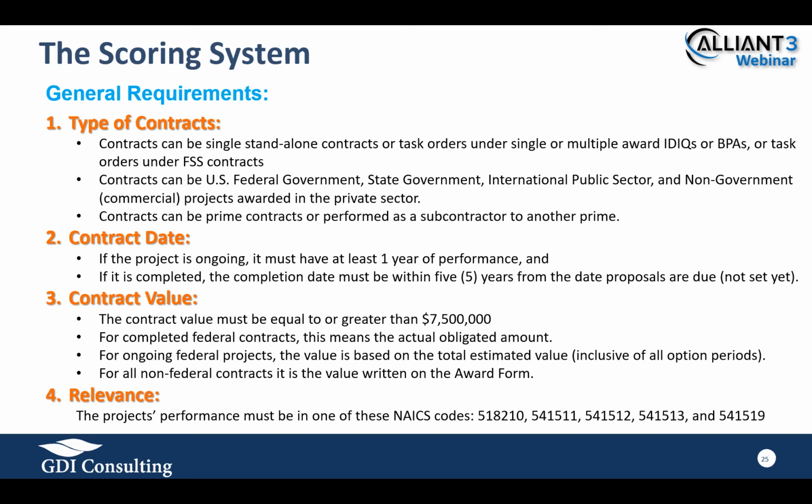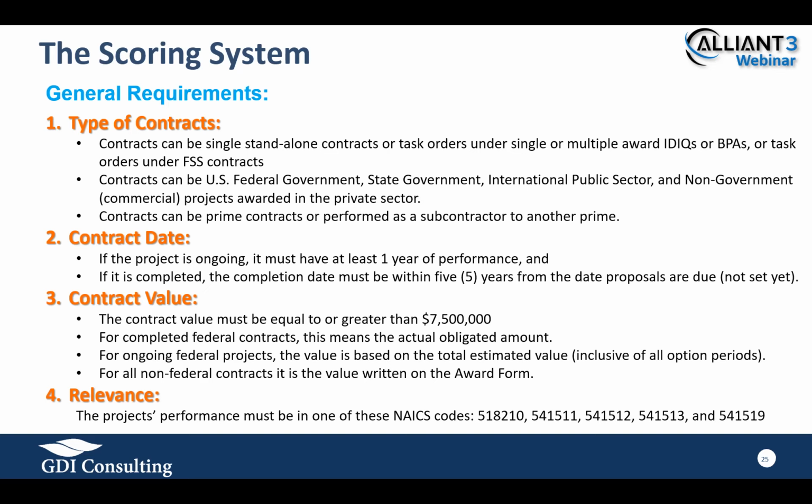Contracts can be prime contracts or perform as a subcontractor to another prime. So initially they did not accept subcontracts. Now they do. So that's another plus. So many companies are just subcontractors, but they have large contracts and things like that. So now if you have subcontracts, that can be acceptable as well. So 7 overall that must have these types of contracts, any of these.